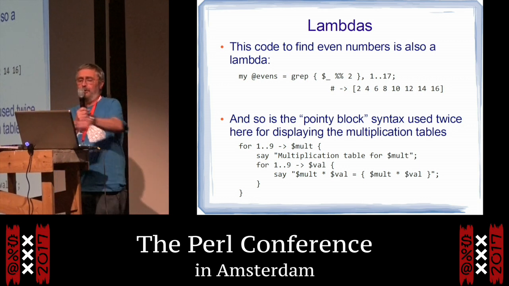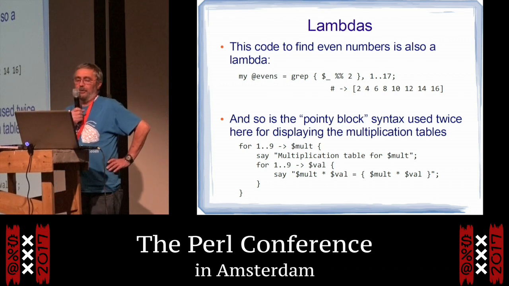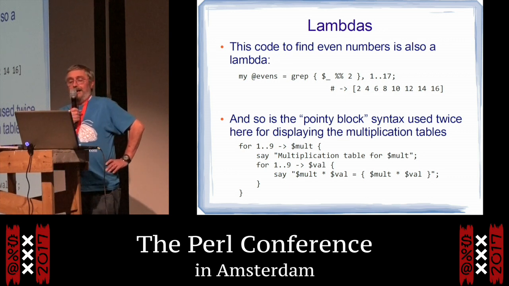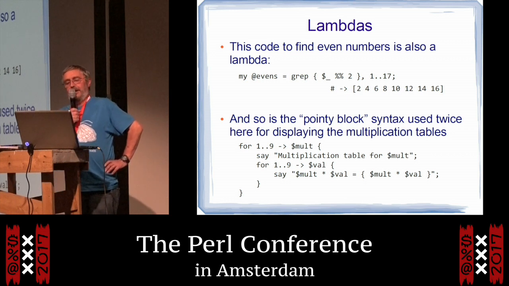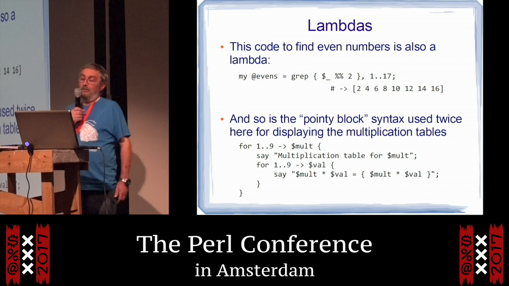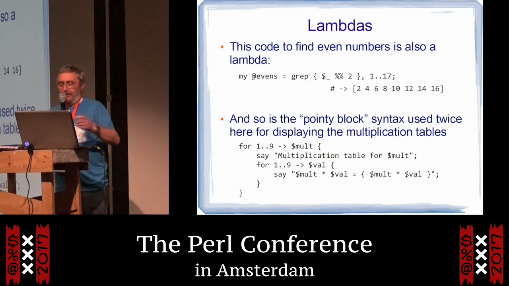So what we do here is, for 1 to 9, and then we declare an argument called mult. Say the multiplication table for that argument is, and then a nested for 1 to 9 val, and then we print mult times val equals mult times val. So this is also a lambda.